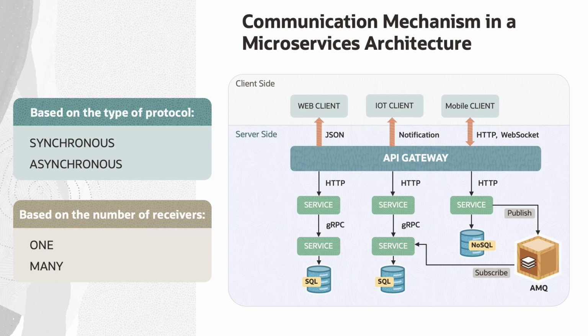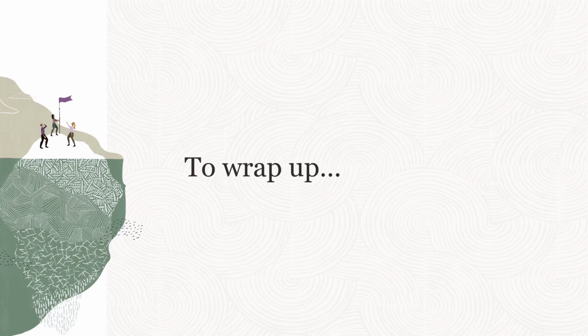Alright, to wrap up our discussion on this lesson, we covered what microservices are, we covered the differences between microservices and monolithic architecture. We also saw the different communication mechanisms used by microservices architecture. I hope you found the lesson useful. See you in the next one. Thanks for watching.